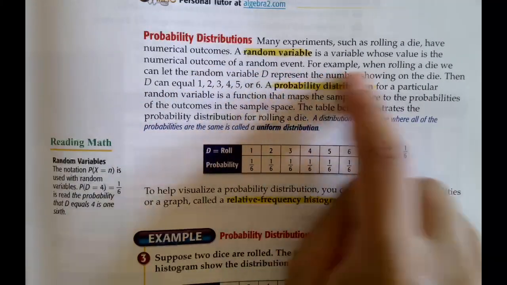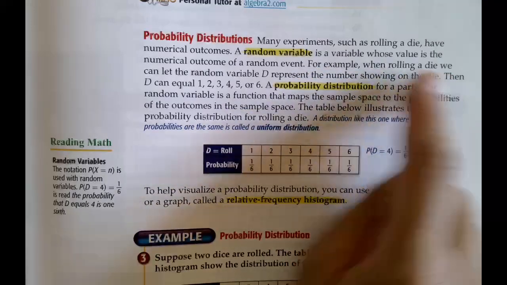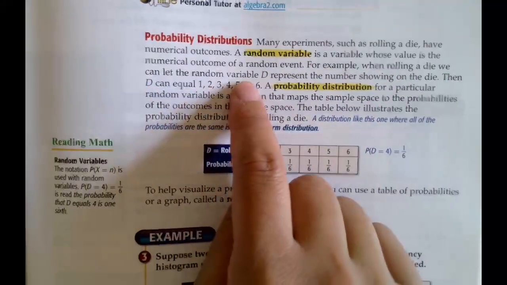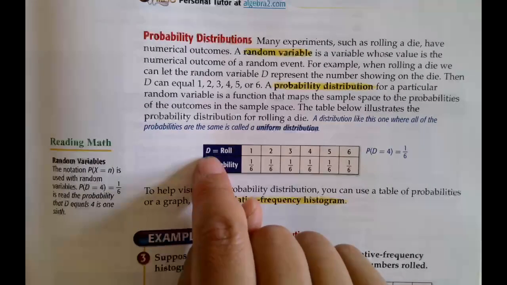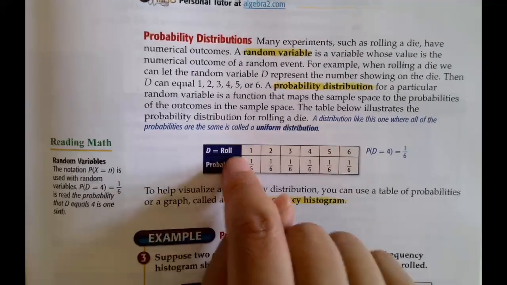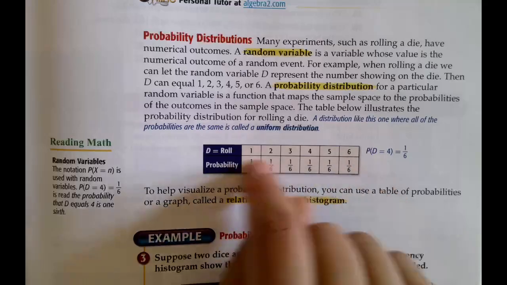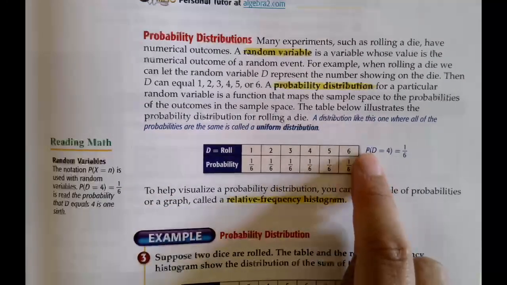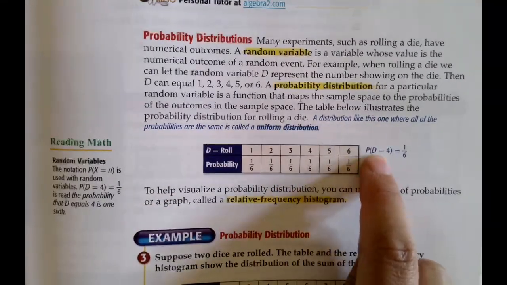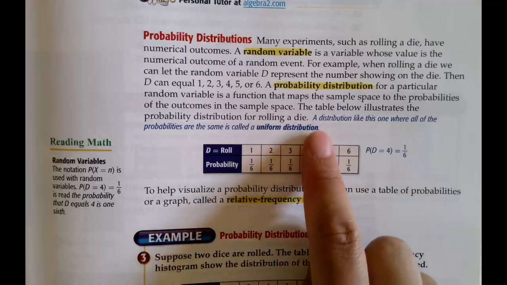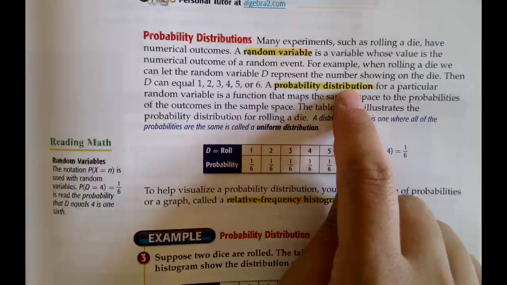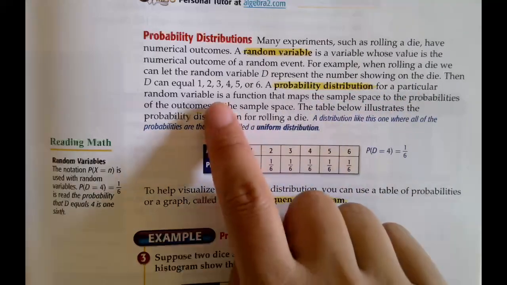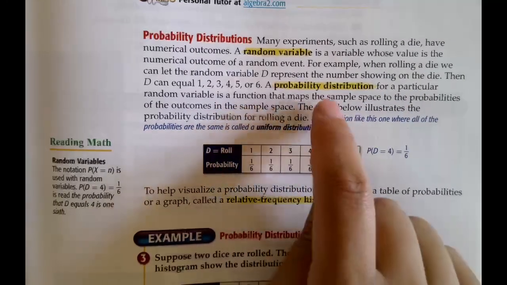So it uses an example here. For example, when rolling a die, we can let the random variable D represent the number showing on the die, right? So D is what you get for the roll. So here, if we roll a 1, a 2, a 3, a 4, a 5, we can say the probability that our number showing up is a 4 is 1 out of 6 options.